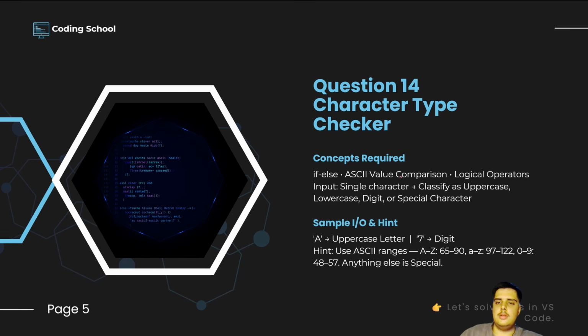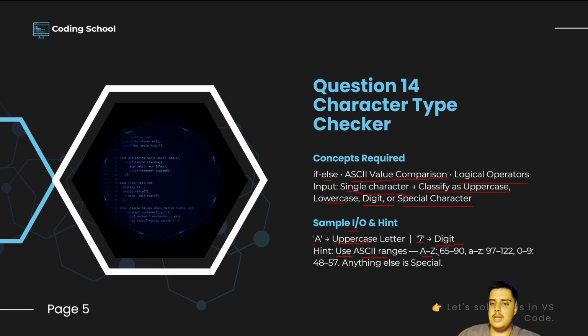So in this one we have to do ASCII value comparison, logical operators and if else, and these are used. Input should be single character, classify as uppercase, lowercase, digit or special character. So the hint or sample input output is, let's say if A is given, then it is uppercase letter, and if 7 is given, then it is a digit, so it will give that output. So we have to use ASCII ranges, which should be the hint.